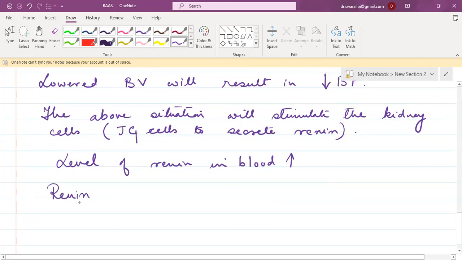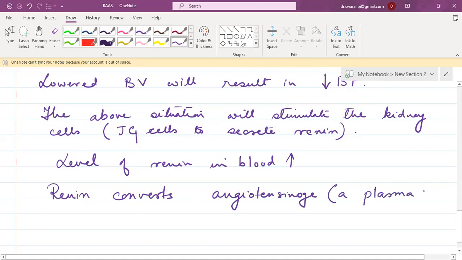This particular renin converts angiotensinogen. Now what is this angiotensinogen? Angiotensinogen is actually a plasma protein. Now, from where do all these plasma proteins come? As usual, plasma proteins are produced by the liver. So this angiotensinogen is also a plasma protein produced by the liver.